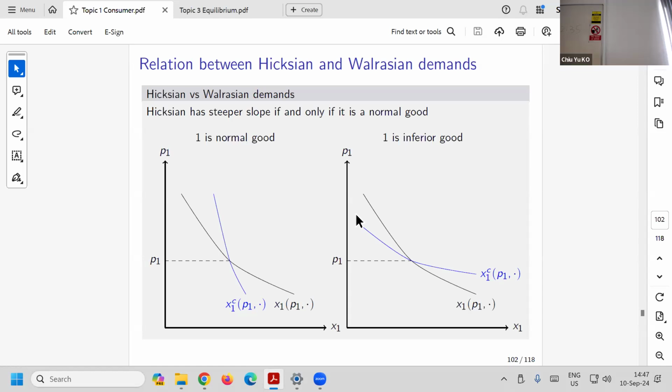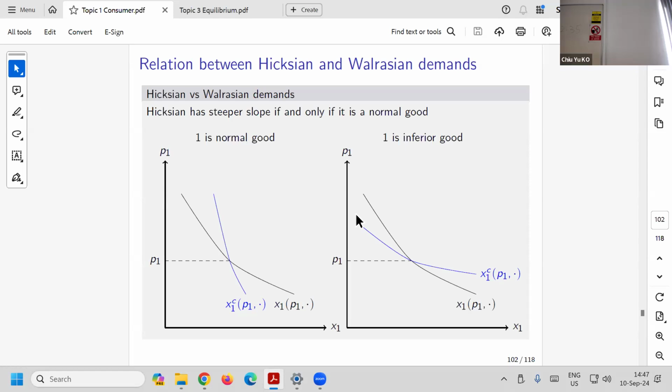Is that clear? The difference between the two lines is the income effect. Because the Hicksian demand just has the substitution effect, which is always downward sloping. And the Marshallian demand will be the Hicksian demand plus the income effect, because a normal good means that when you have more money, you spend more, and when you have less money, you spend less.